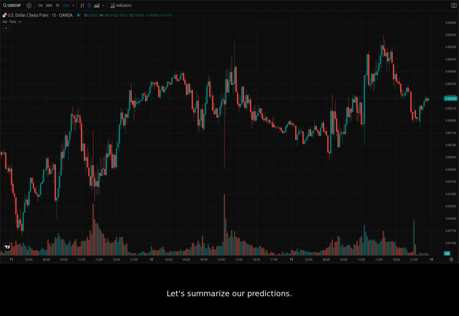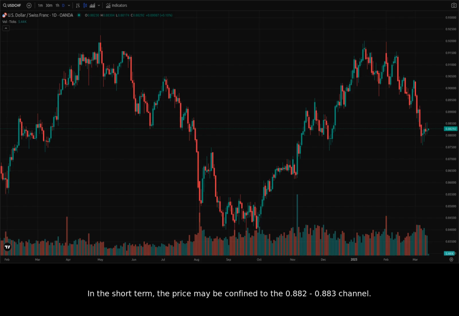Let's summarize our predictions. In the short term, the price may be confined to the 0.882 to 0.883 channel. If there is a breakout above 0.885, expect it to test the resistance at 0.89. On the other hand, a drop below 0.882 will likely lead to testing of 0.877.